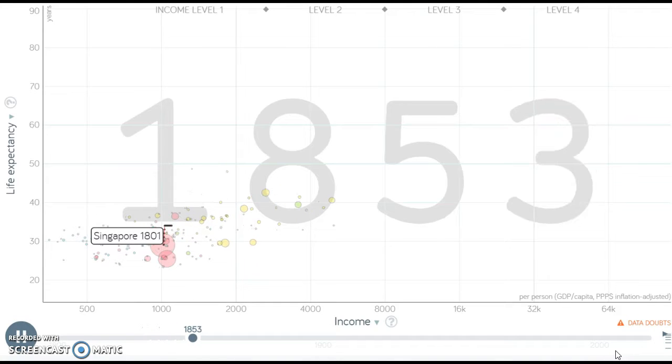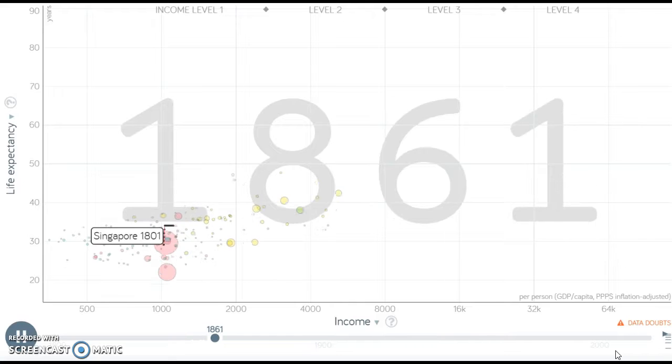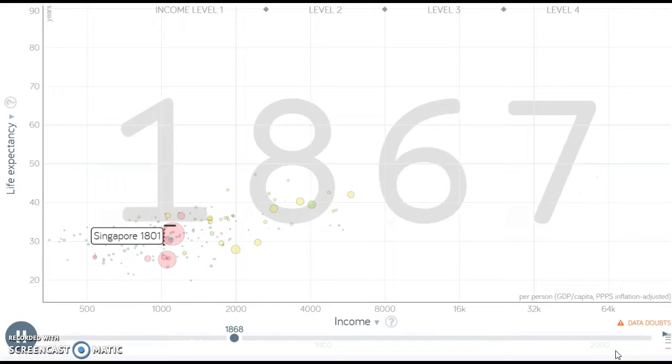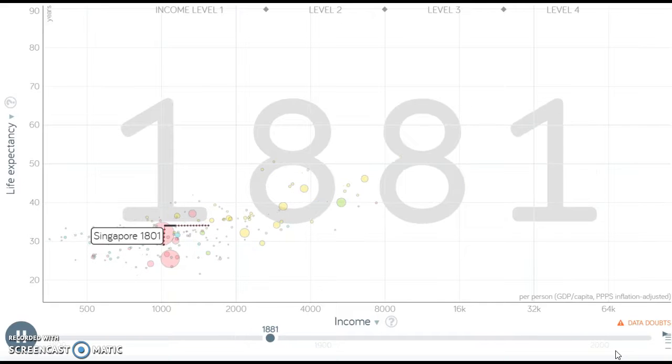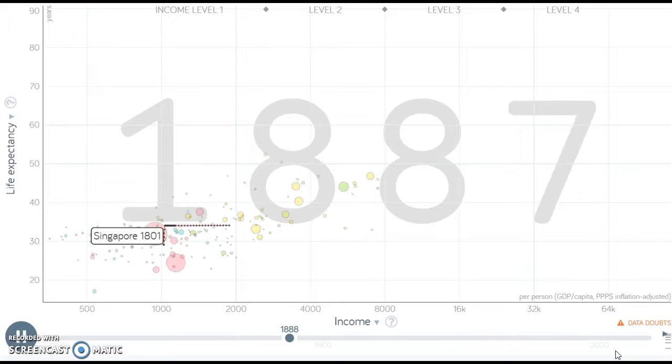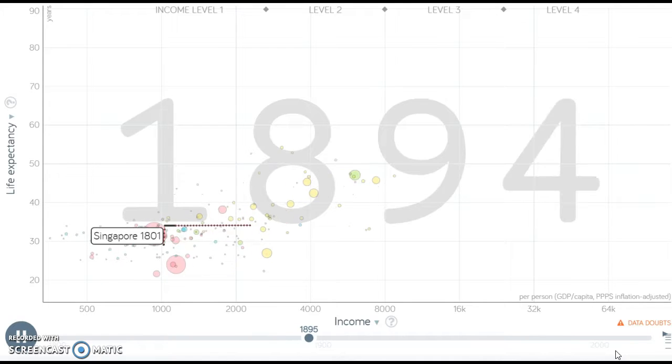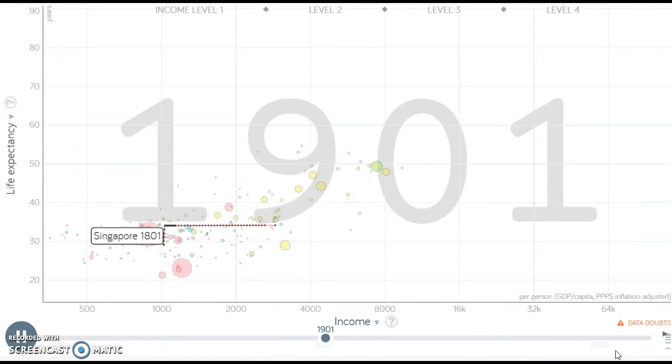In conclusion, we see from the graph that as income rises, a country's life expectancy rises. This is due to many factors such as healthcare and medical advances to cures.